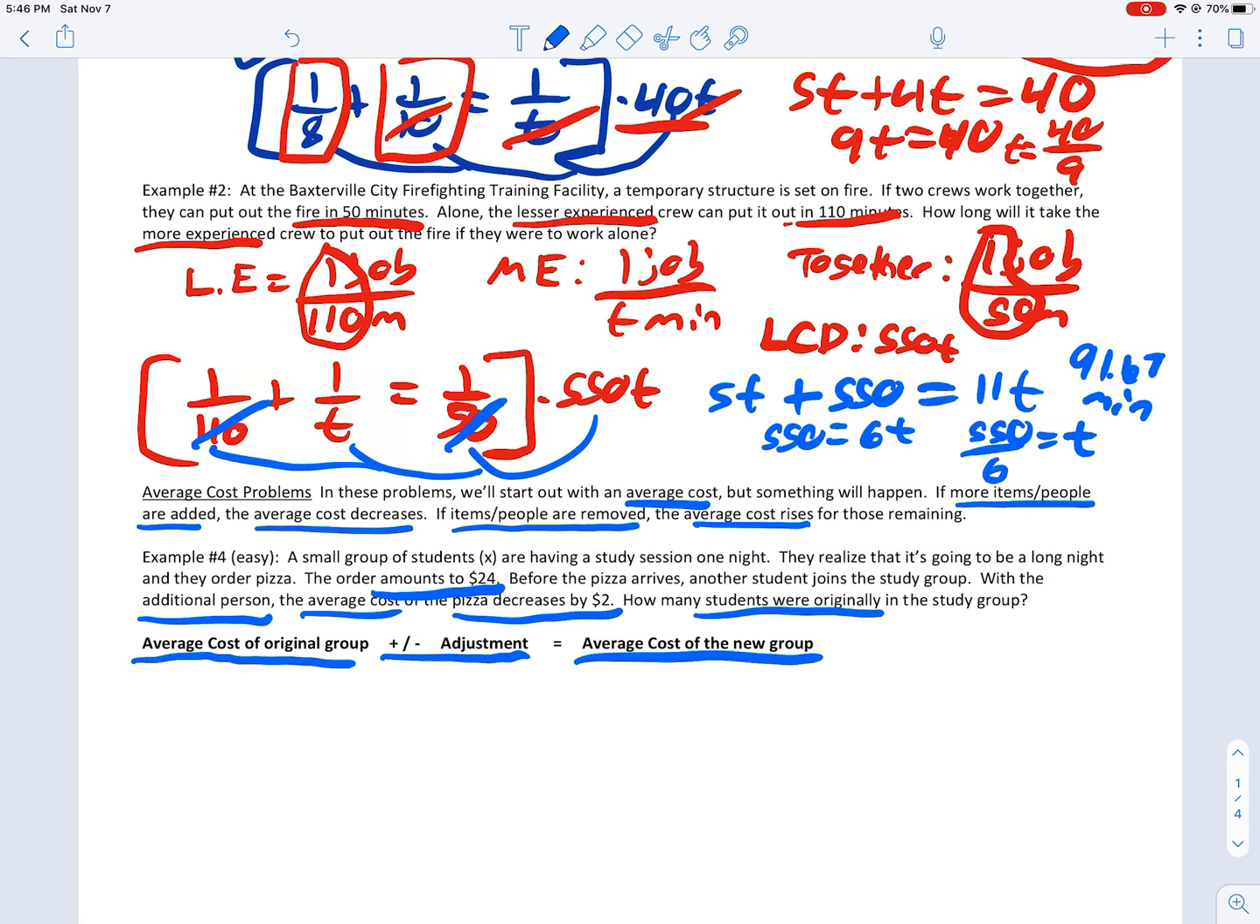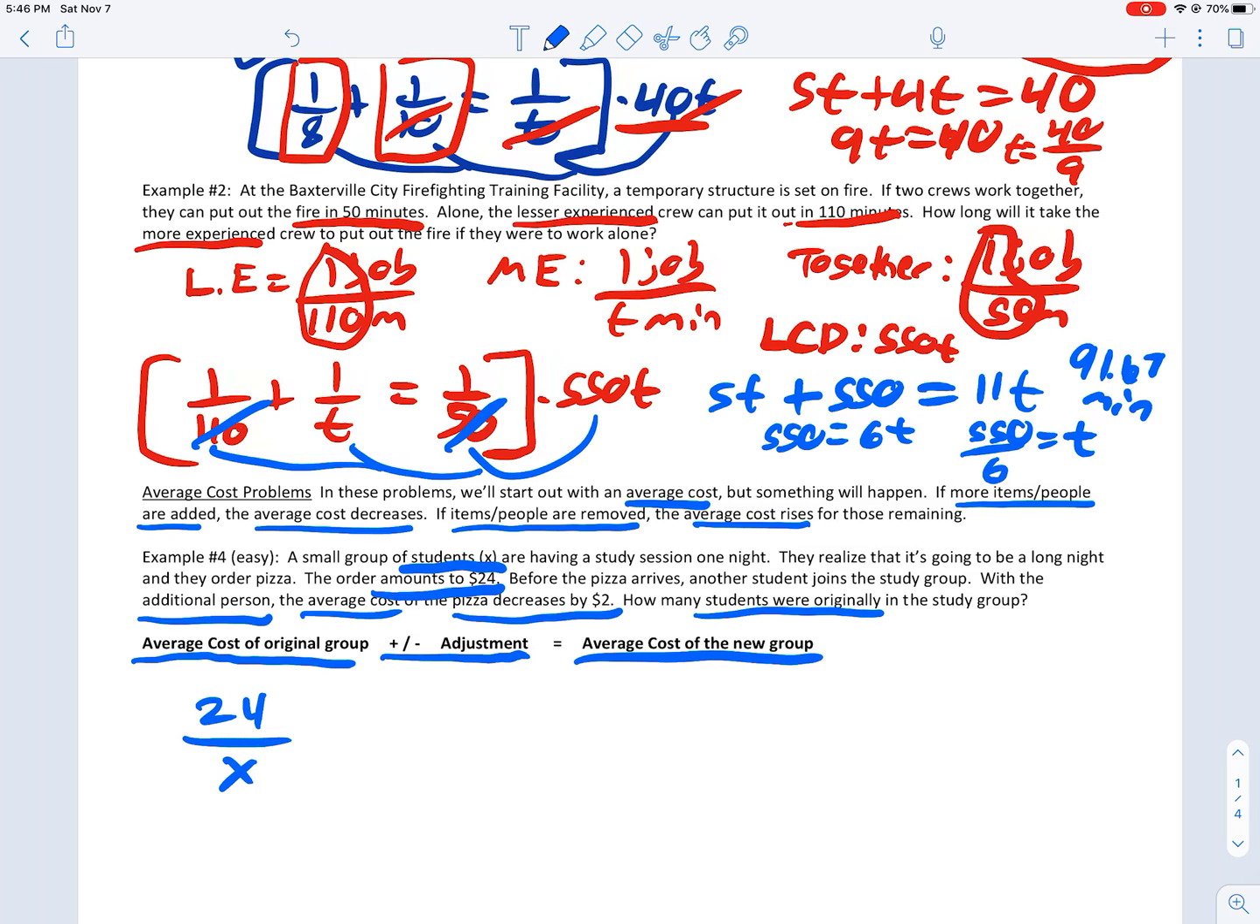So what is the original average cost? Well, it would be $24 divided by how many people? We don't know how many people. They told us to say it was x students. Right? If the pizza is $24, how do you figure out how much it's going to cost? You divide by how many people there are. That tells you how much each person pays.